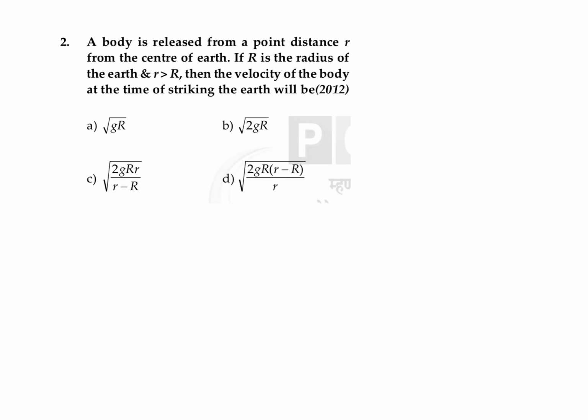So over here we need to consider a situation something like this. A body is released from a point at distance r from the center of Earth. So we can consider that a point is released from somewhere over here, which is at a distance r, small letter r, from the center. If R is the radius of Earth and this r is greater than R, that means the point is outside. So the velocity of the body at the time it strikes the ground is.